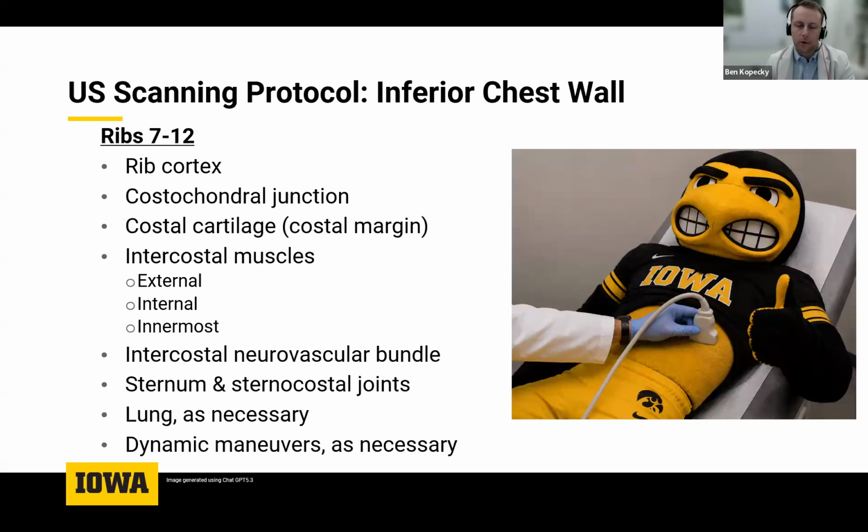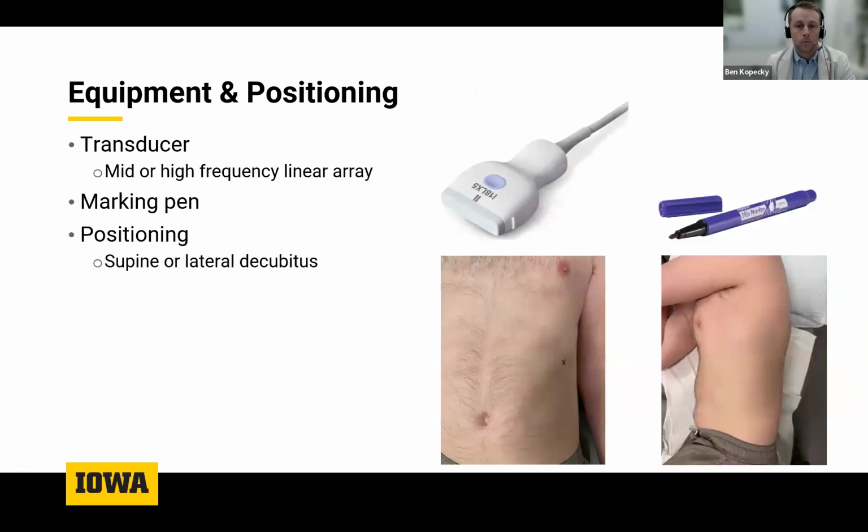So there's not a standardized protocol for sonographic evaluation of the inferior chest wall, but here's what we have developed. We assess ribs 7 through 12, evaluating these structures where we're able: the rib cortex, costochondral junction, the costal cartilage, the intercostal muscles, and the neurovascular bundle, the sternum and sternocostal joints. And when necessary, we look at the lung and do dynamic maneuvers.